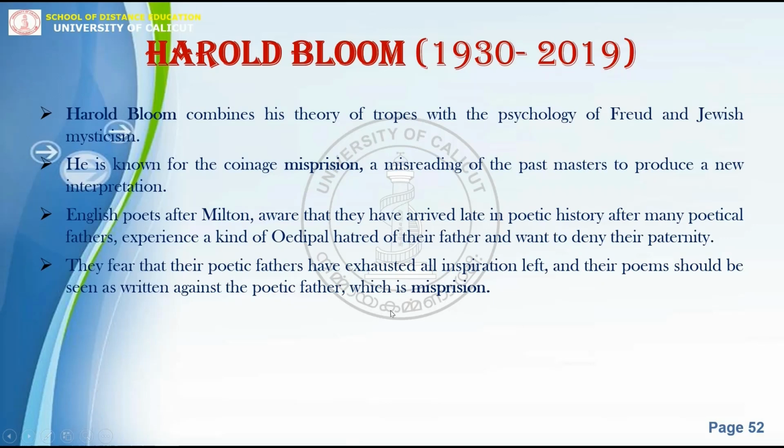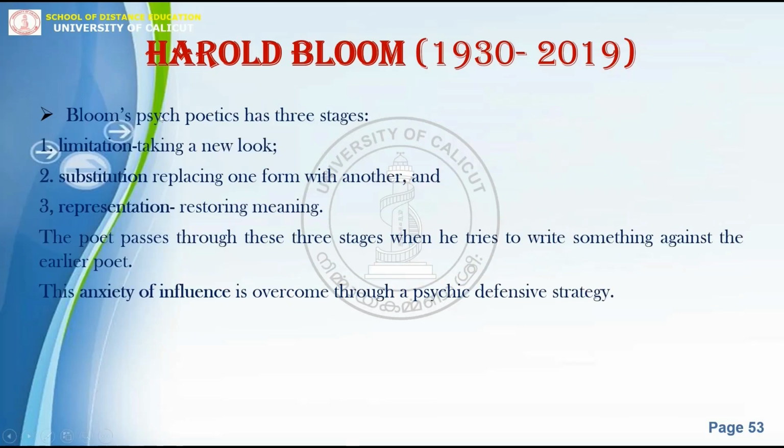So it's like a kind of Oedipal hatred of their fathers, because English poets after Milton find that they have arrived late in poetic history after many poetical fathers, and so they feel a kind of Oedipal hatred of their father and want to deny their paternity. And they also fear that their poetic fathers have exhausted all inspiration left and their poems should be seen as written against the poetic father, which is misprision.